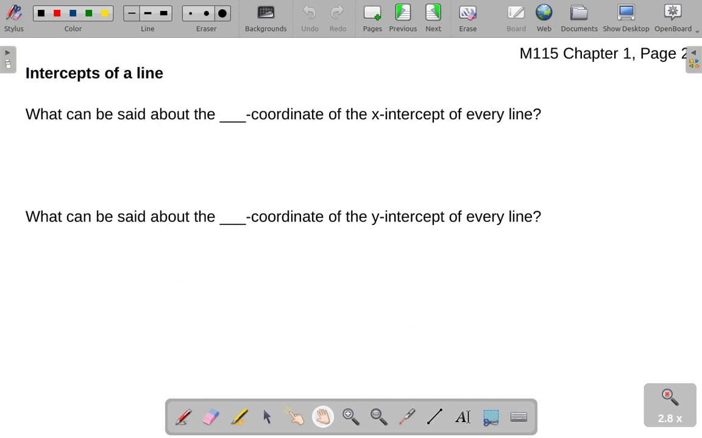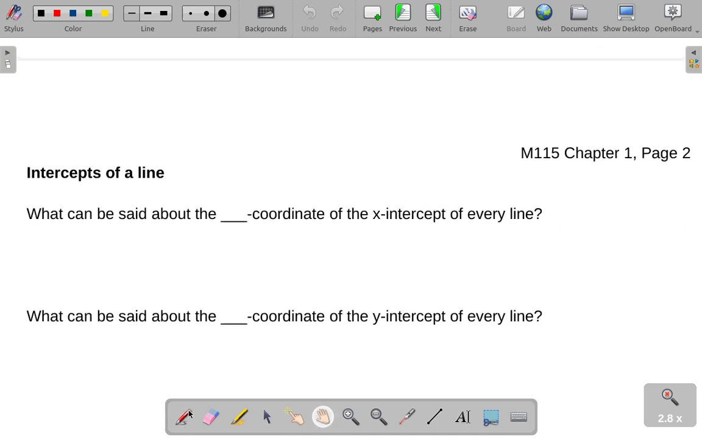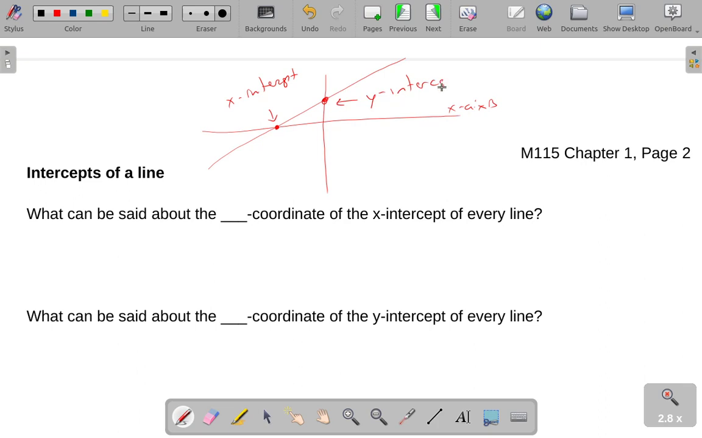Now, as far as the intercepts of a line, well, what are the intercepts? I guess I should start with that. The intercepts of a line, if we have a line in our graph here, this is the x-axis, right? So where the line crosses the x-axis, this is the x-intercept. And where the y-axis and the line intersect, this is the y-intercept.